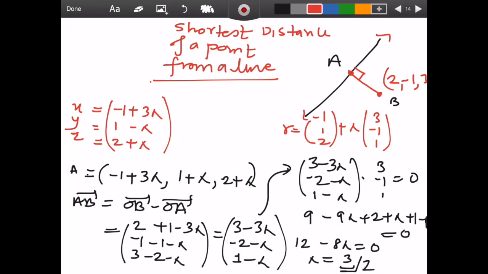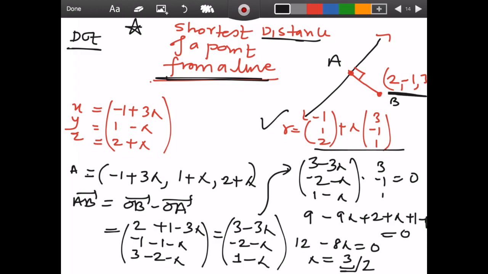Hi students, this video is going to help you understand the shortest distance of a point from a given line. Before you watch this video, you must understand the dot product and its applications clearly. Otherwise, this might be a little confusing. Let us say an example: I want to find the shortest distance of the point (2, -1, 3) from this given line.